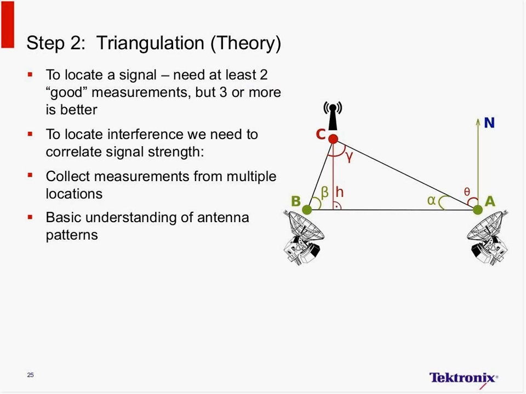The basic theory of triangulating a signal is fairly straightforward. We take bearings and measure azimuth and signal strength from 2 different locations, and then plot those on a map. Theoretically, where those 2 bearings intersect on the map is where our signal is coming from. It's a little bit more complicated in practice than in theory, and the first thing we have to understand is some basic antenna theory.